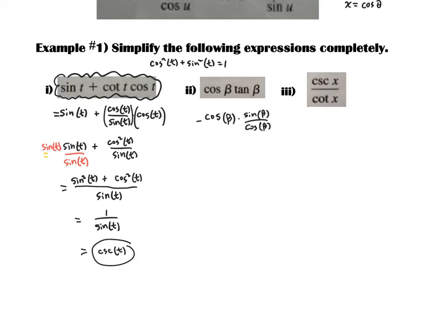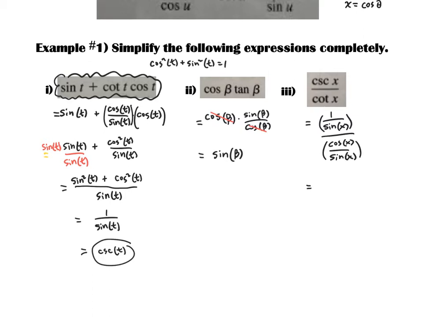And what's really nice is in this case we see that we get a reduction of the cosines. So cosine beta times tangent beta is equal to sine beta. That's as simple as we can make it. Outstanding. Okay, in the next one, cosecant is of course defined as 1 over sine, and cotangent is cosine over sine.